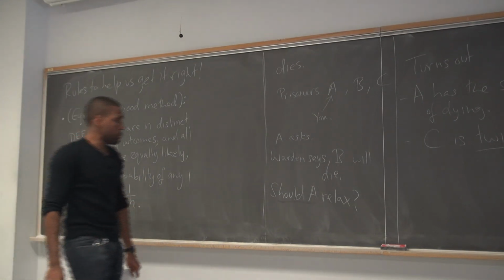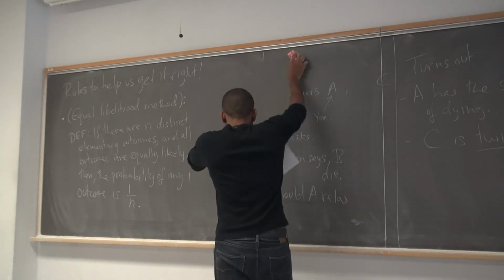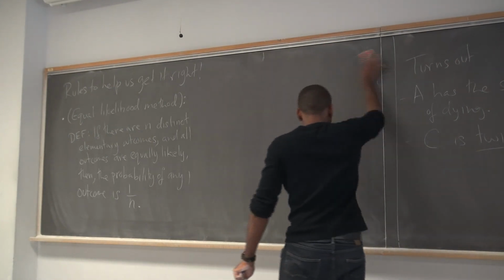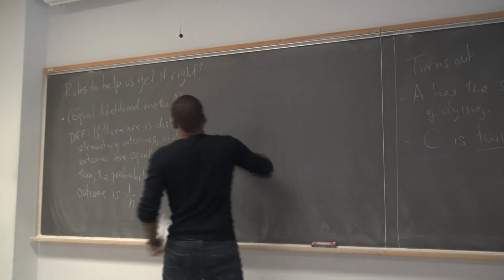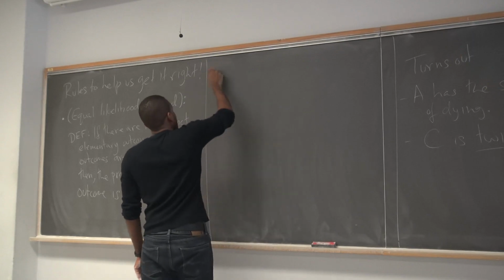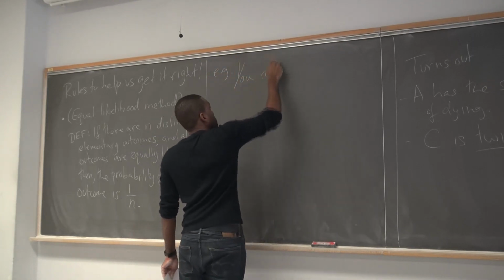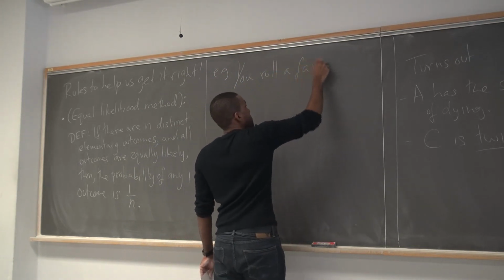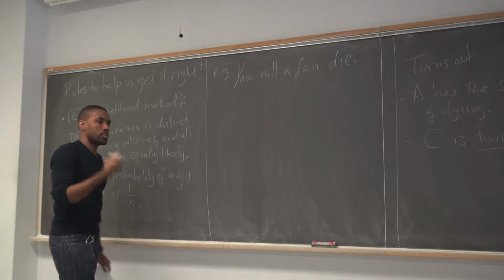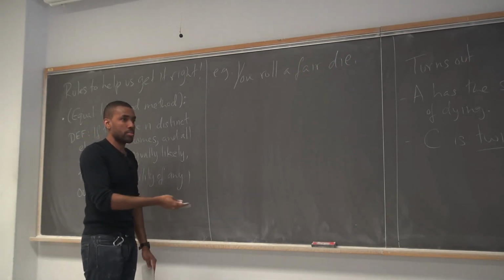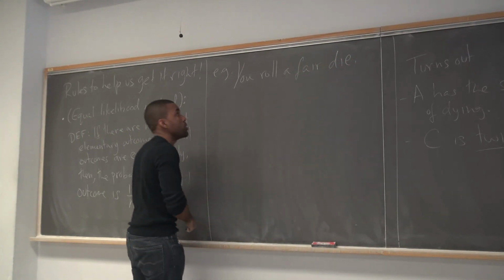So for example, you roll a fair die. A fair die is one that's balanced, right? So you roll it, you have an equal chance of getting any of the numbers on that die. It's not weighted or anything, everything is really fair.